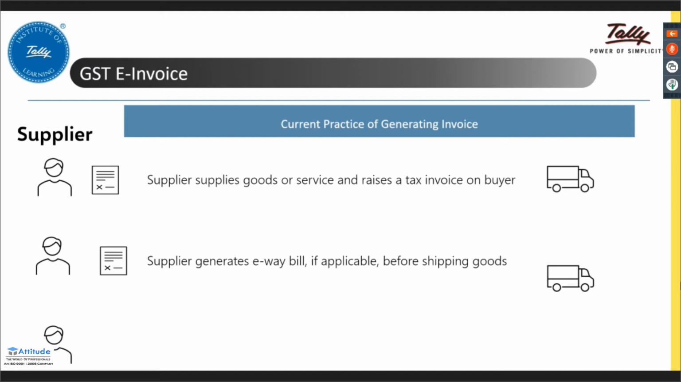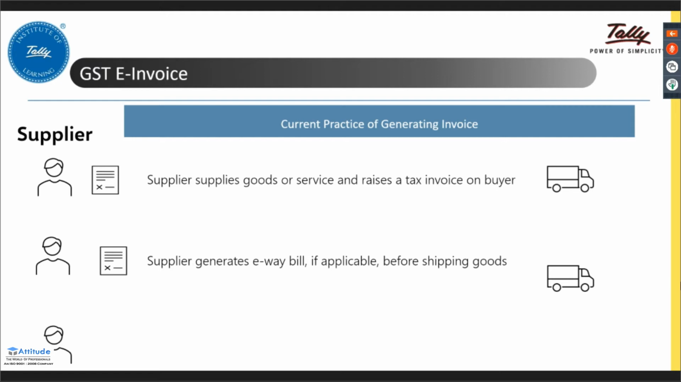So after issuing the tax invoice, the supplier will generate the e-way bill, based on the 50,000 rupees total value of goods, right? If it exceeds 50,000 rupees for interstate supply of goods, we mandatorily have to generate an e-way bill, right?